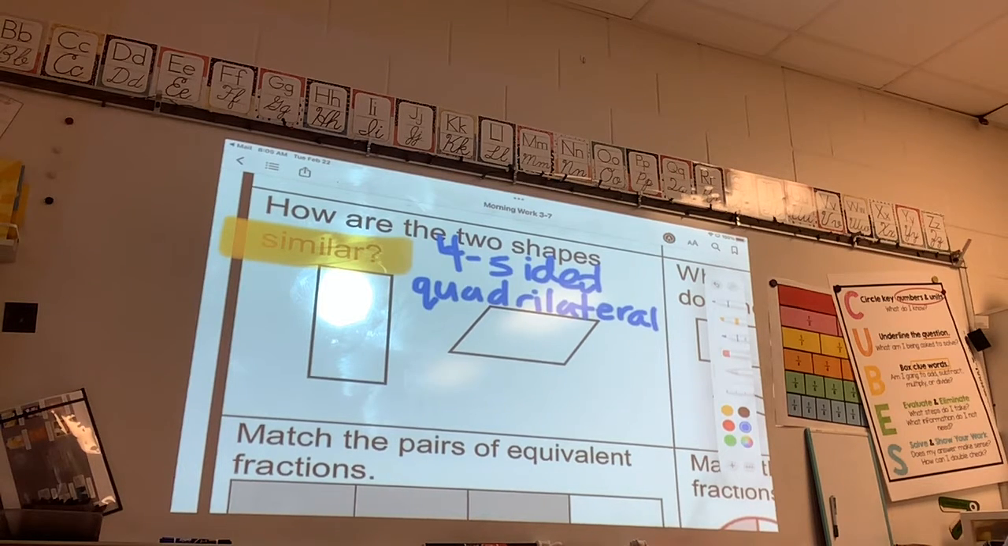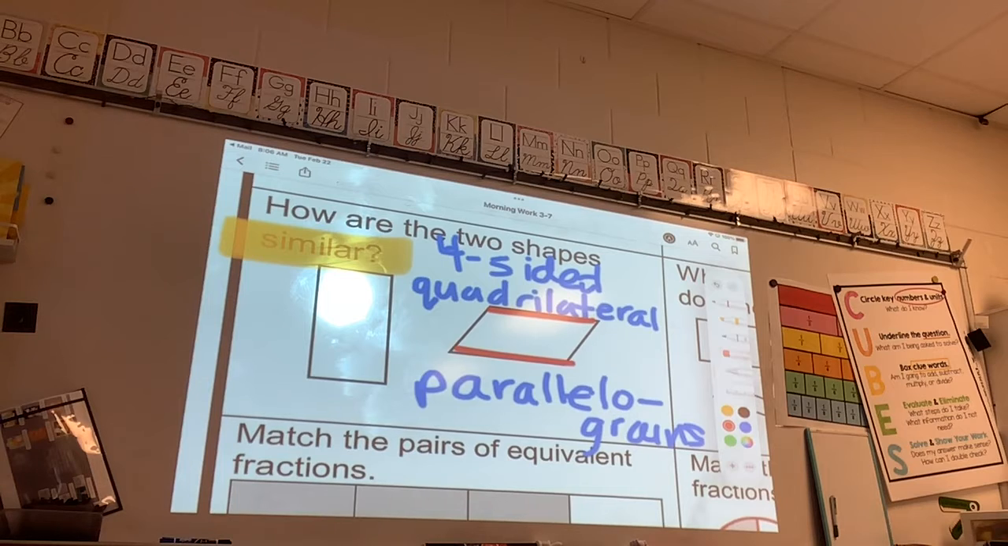Okay, what else? Graham? They both have lines that would never touch. Exactly. So they're both parallelograms. And I know that seems weird because only this one has angled lines, but a parallelogram is a shape that has two different sets of parallel lines. So if you look at this one, will these two red lines ever touch? No. So those are parallel lines. Will these two green lines ever touch? No. So that has two different pairs of parallel lines.